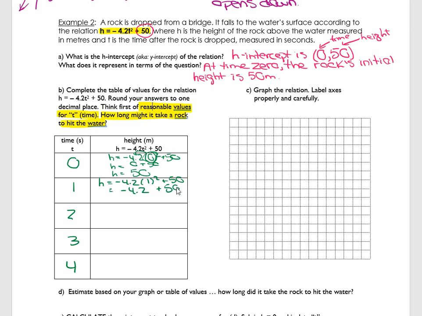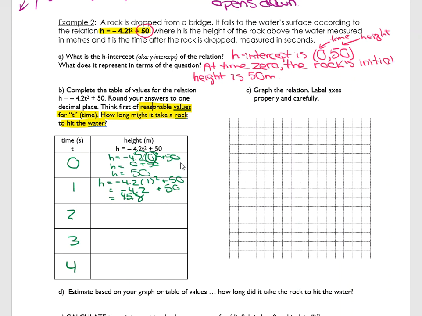And if you want to get out your calculators, you can. So negative 4.2 plus 50, or 50 minus 4.2, is giving us 45.8. So at 1 second, the rock is 45.8 meters above the ground. So remember, it started at 50.